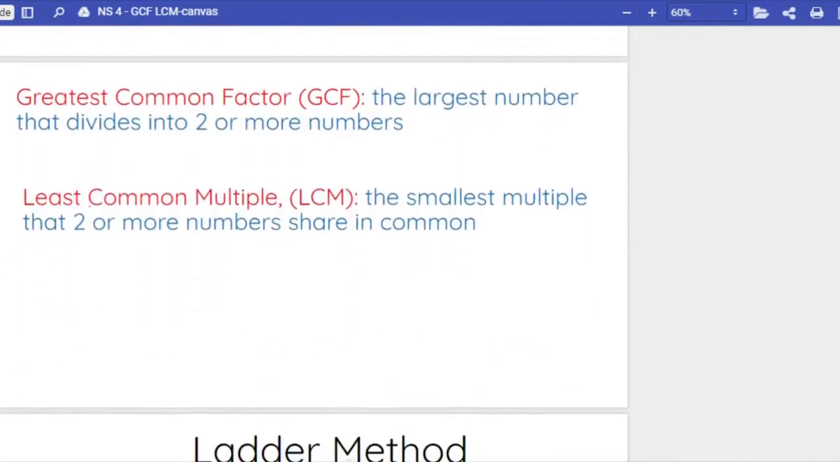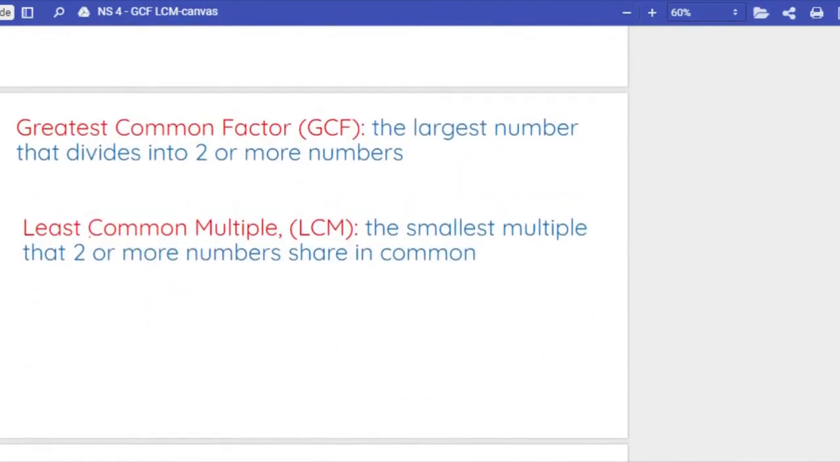Before we get into actually finding the greatest common factor and the least common multiple, let's take a look at these two definitions first. They'll help us as we go along. The first one says greatest common factor, or GCF. It's something we need to be familiar with because sometimes they won't ask for the greatest common factor. They will just say find the GCF.